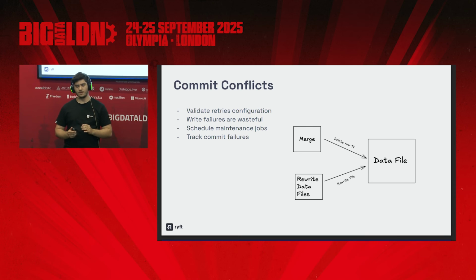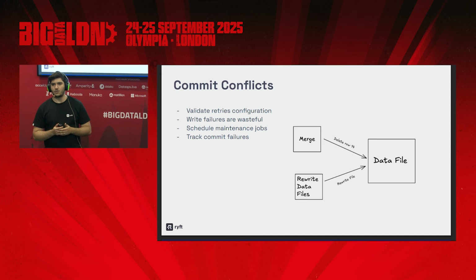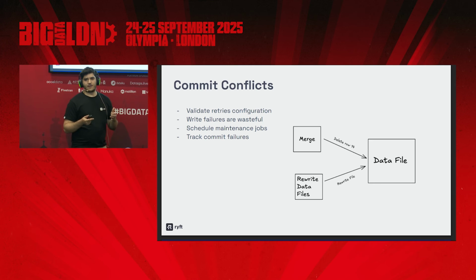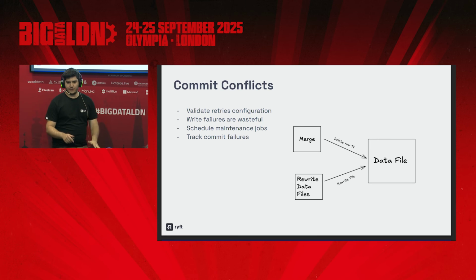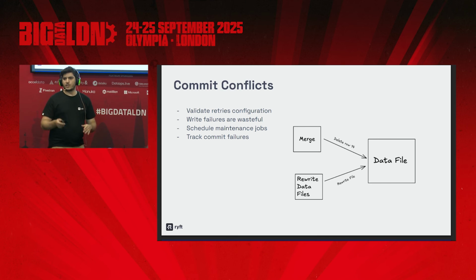Okay. Something to take into account as well is what's called a commit conflict. So you started your join, and as you're doing your join and you want to upsert, suddenly this file is being rewritten under your feet. This causes the entire operation to abort, and you just wasted all of these resources for nothing.